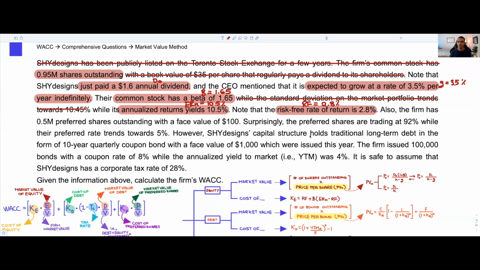All right. Now, if we read the next sentence, let's read it together. You'll see why I said it. Also, the firm has 0.5 million preferred shares outstanding with a face value of $100. Now we could go ahead and take another color because now we're talking about preferred shares. So let's go ahead and highlight the stuff that we need here in a different color. So we have 0.5 million preferred shares outstanding.